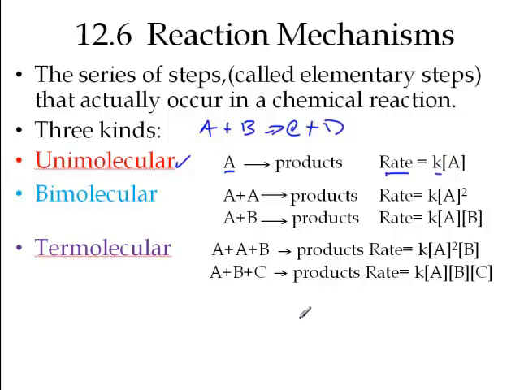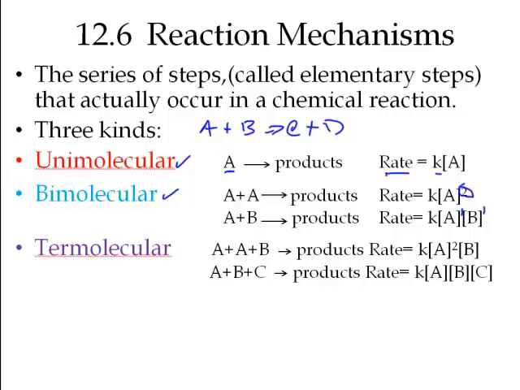Now in a bimolecular reaction, or one with two bumpings-in, you get A bumping into A or A bumping into B. And either way, when that happens, you get an overall second order reaction. You could, of course, see the 2 up there, and then you know that there's a 1 right there. So those are second order.